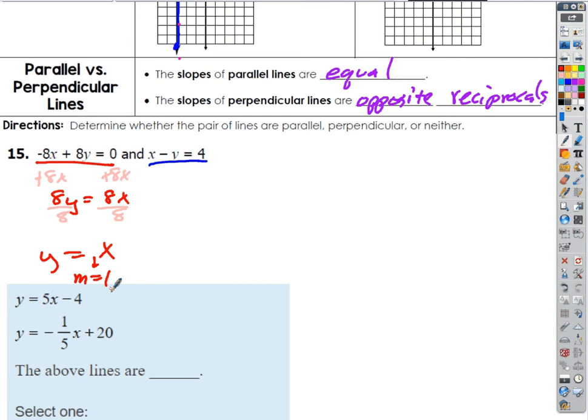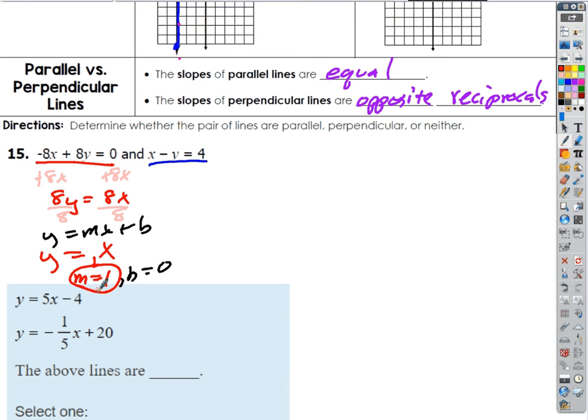Not that we care about it for this problem we're doing now, but what is the y-intercept? 0. If a number that's being added doesn't show up, it's got to be 0, right? And all we're doing is comparing this to y equals mx plus b form to see what the values are, right? So m is 1 and b is 0. All we care about, though, in this problem is that m is 1, right?